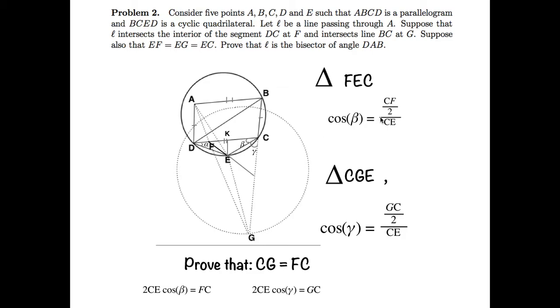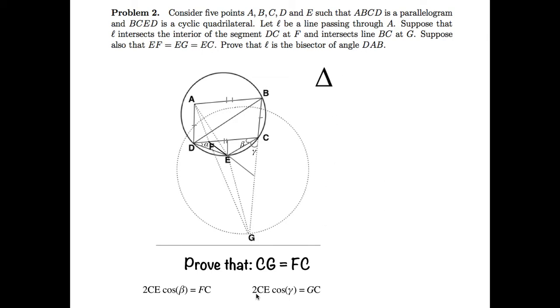cos beta is equal to base by hypotenuse, right? What is the base? Base is CF by 2 because base is KC, right? So KC is equal to CF by 2 because it is the perpendicular bisector, so it cuts the line into two equal halves. So it's the same with CGE as well. It cuts the CG line into two equal halves, so CG by 2 by CE, where CE is the hypotenuse. Now just rearranging the stuff, you'll get 2CE cos beta is equal to FC and 2CE cos gamma is equal to GC. Now let's go further.